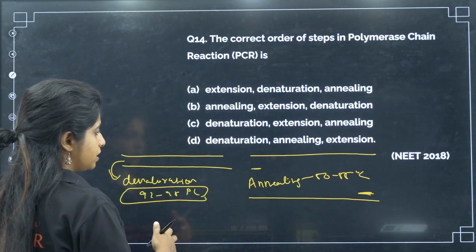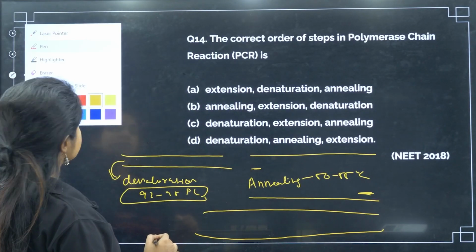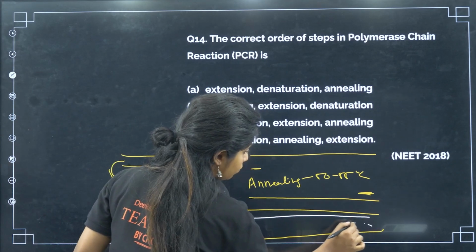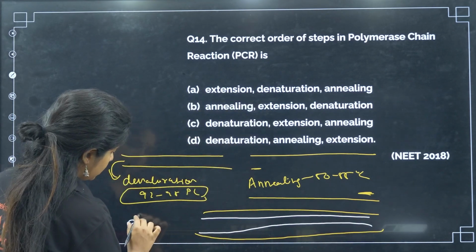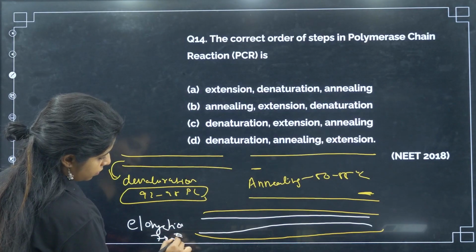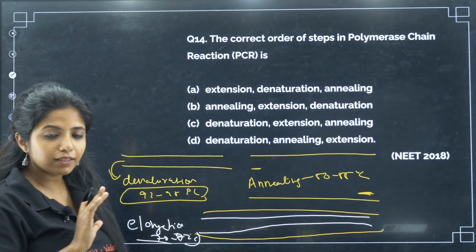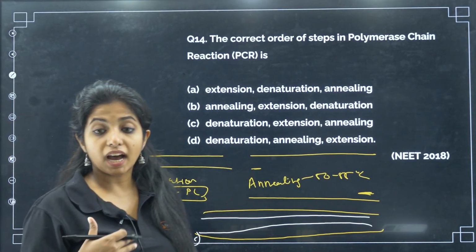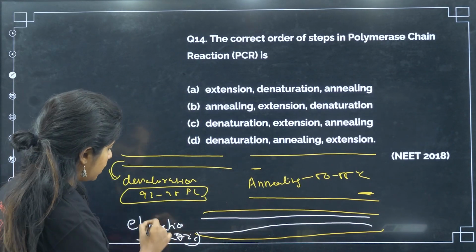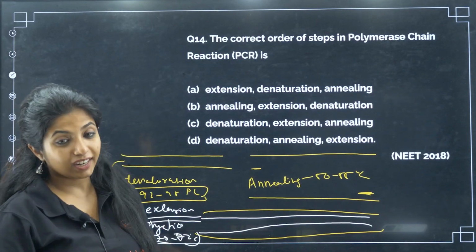And then after annealing, our DNA polymerase, which we got from Thermus aquaticus, that we call Taq polymerase, will be making a new strand of DNA, and this is known as what? Elongation, which would require up to 70 to 72 degrees Celsius. Sorry, it's not known as elongation, it is known as extension. You're extending the DNA.